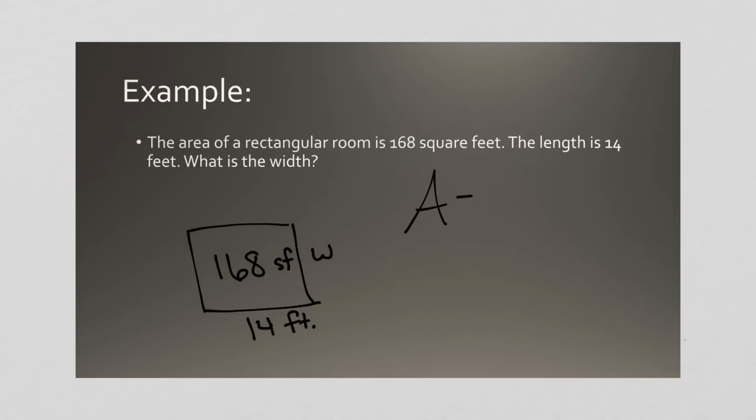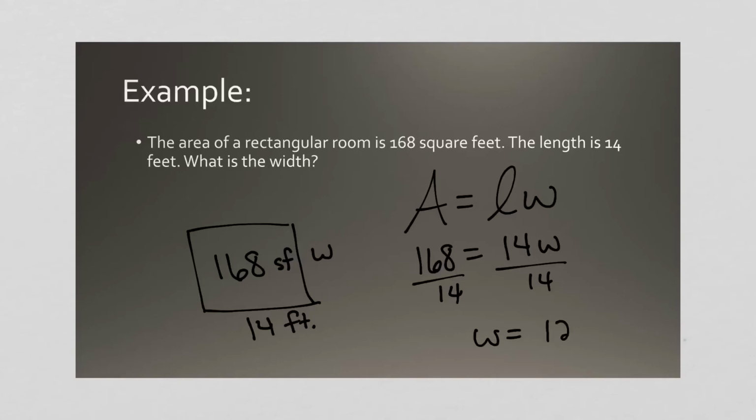Remember, the formula for area of a rectangle is length times width. I know my area. I know my length. I don't know my width. So then how do we solve for W? We divide both sides by 14. And we get that W is equal to 12 what? Feet. Not square feet, that's what area is. This is just a width, so it's one dimension. So it's only feet.